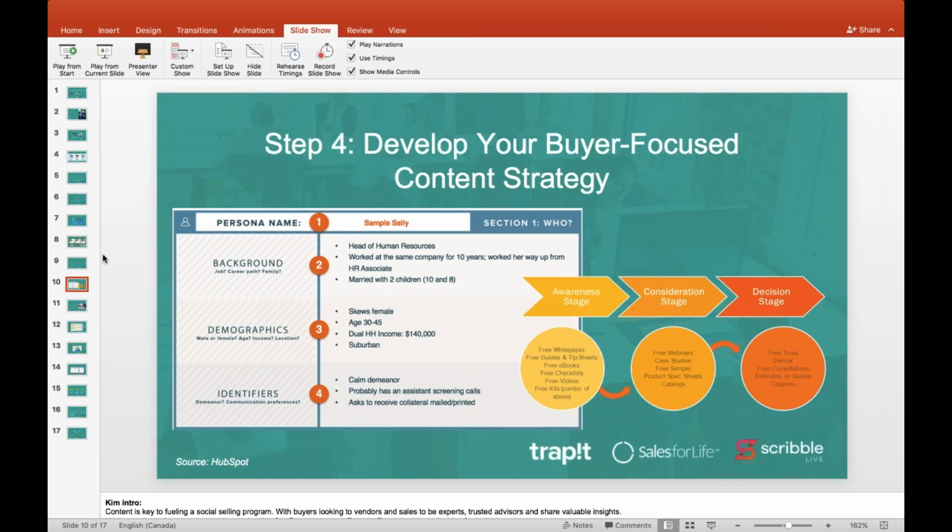So the content strategy starts with deeply understanding your buyer and their journey. So who is the audience you're trying to engage with? Ask yourself those questions about what roles do they have in the organization? What's top of mind for them?